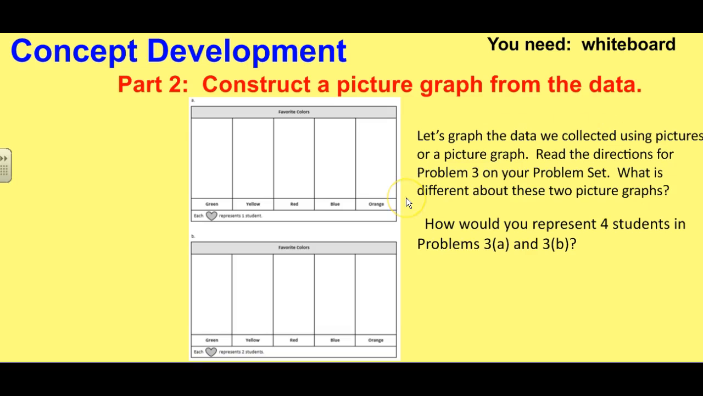Okay, so now we're about to move on to the problem set. This part of the problem set, these charts are actually called picture graphs because instead of using tally marks, we're actually using pictures, and in this case we're using hearts. Sometimes you'll see circles or smiley faces or stars, but these are called picture graphs because they are used with pictures.